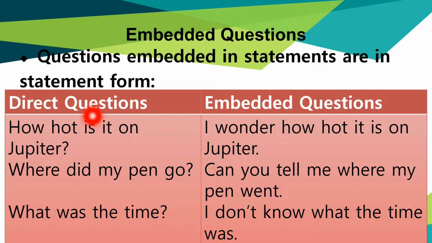Over here in the question we had "is it." But because this is an embedded question, embedded in a statement, we have not swapped the position of the subject and the verb. I wonder how hot it is on Jupiter. Where did my pen go? Can you tell me where my pen went? What was the time? I don't know what the time was.